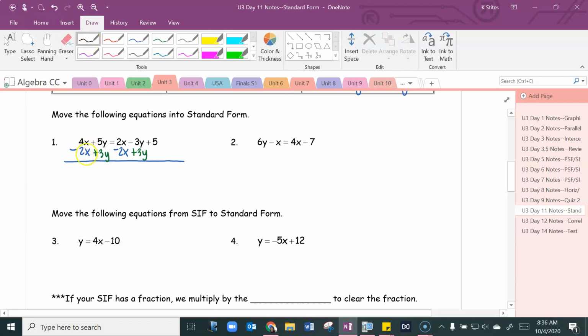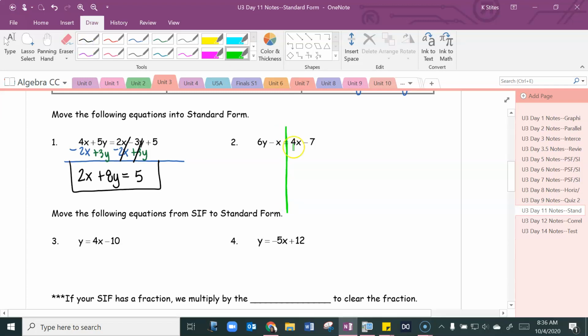That gives me 4x minus 2x is 2x. 5y plus 3y is 8y equals, these guys are gone, and now you have a 5 on this side. This is what we want. Standard form is basically the type of equation that normally we would need to solve for y. Basically, we are working backwards, putting it back into standard form. Usually we see x's and y's on the left and our number on the right.